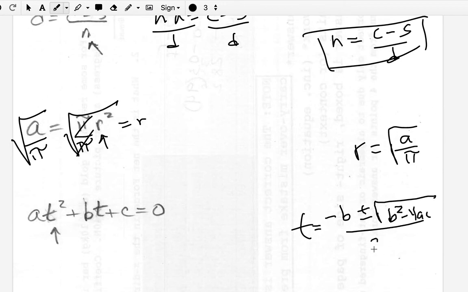This is just the quadratic formula. t is equal to negative b plus or minus square root b squared minus 4ac, all over 2a.